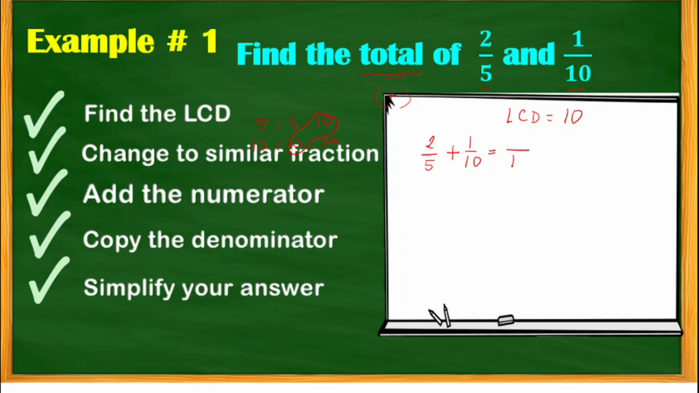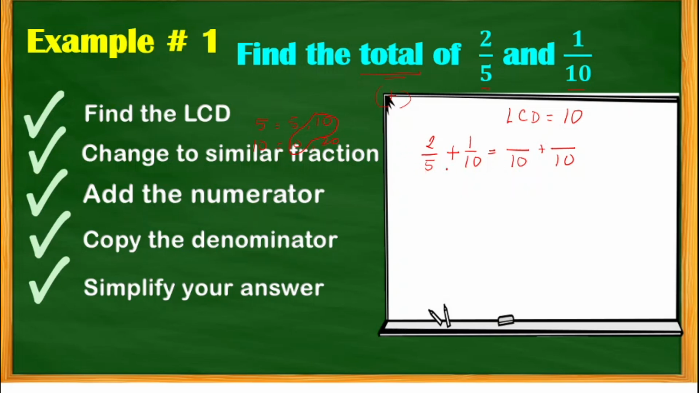This is the process. This would be the denominator, and this would be similar. All you need to do is find the numerator. So 10 divided by 5, the answer would be 2.